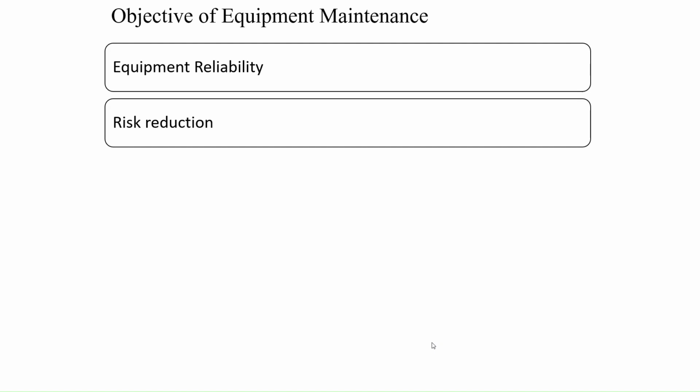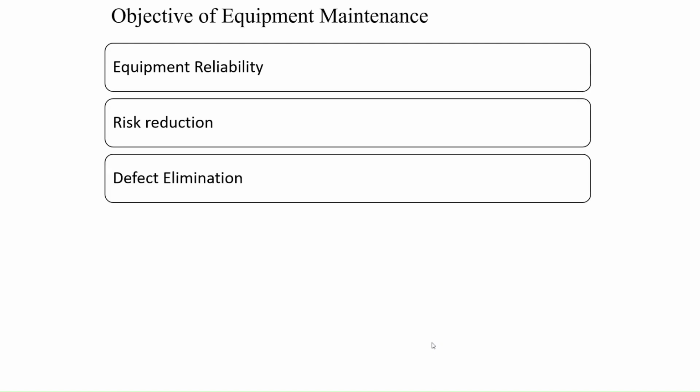3. Defect elimination. Defect elimination focuses on identifying and correcting root causes of equipment issues before they escalate. Techniques such as root cause analysis, RCA, continuous improvement, and condition monitoring ensure equipment operates optimally, reducing the chances of recurring failures and inefficiencies.